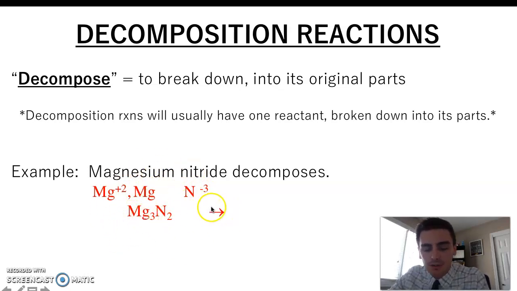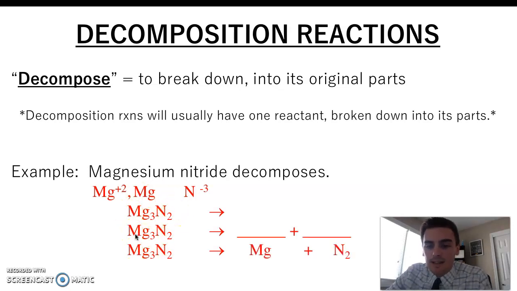A lot of times you'll see a little triangle over the arrow. That means we heat it. And if we heat this up, we know that it's going to break down. Now a lot of kids will say, well, how do I know what this breaks down into? But that's a pretty easy question, guys. If we have magnesium and nitrogen together, what's it going to break down to? It's going to break down into magnesium and nitrogen.